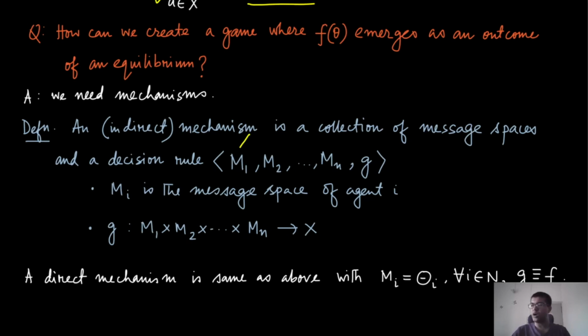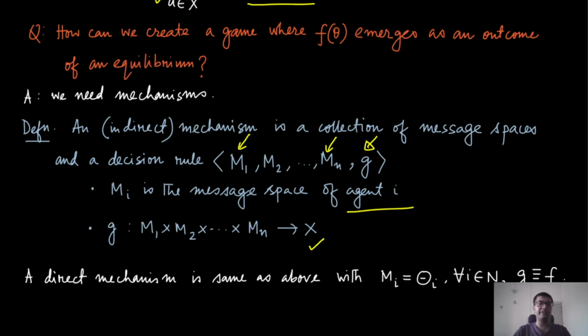So M1 to Mn are the message spaces for the player i, and G is something like an aggregation rule. Once every agent has picked their messages, you can think that the players have been given this message space, and depending on their types they can pick any message from it. And now this aggregation rule comes in, it picks everyone's messages and pops out one outcome. Right? That is one indirect mechanism.